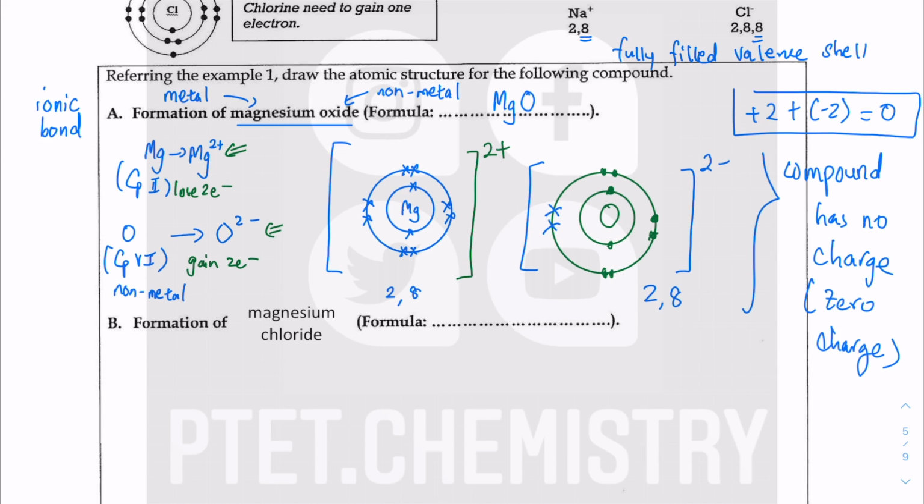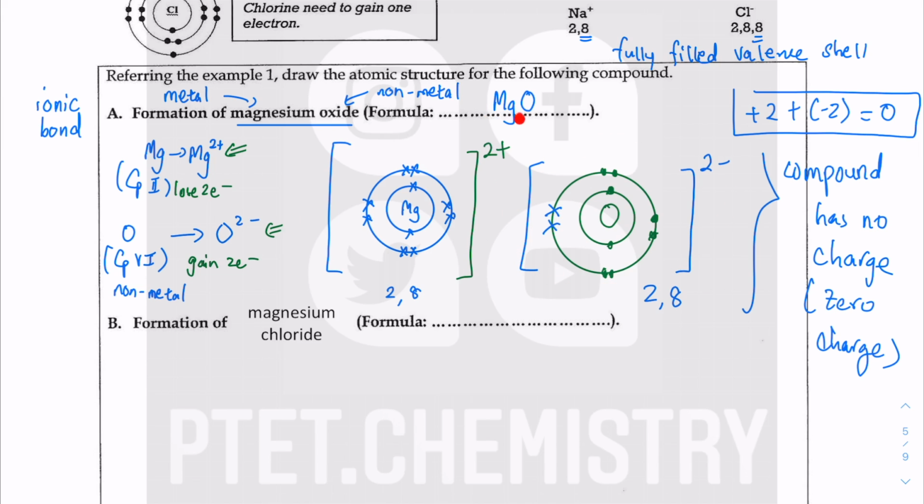Plus 2, you add it with minus 2, gives you 0 charge overall. A compound has no charge. An ionic compound is a compound, and a compound has no charge at all, meaning the ions here must be one of these and one of these. So you have one magnesium and one oxygen, one of these and one of these.